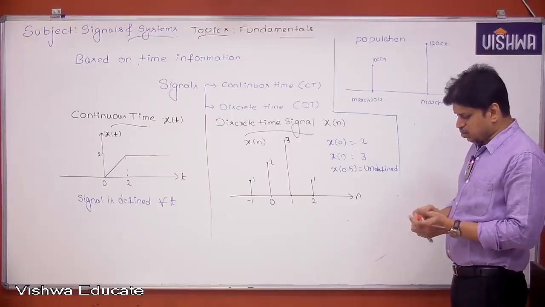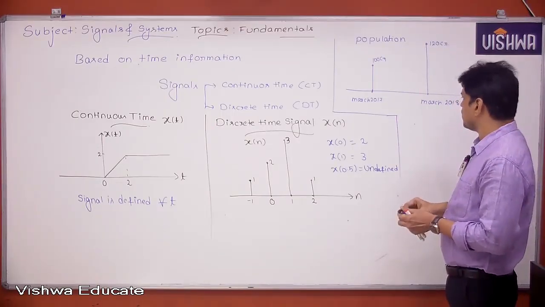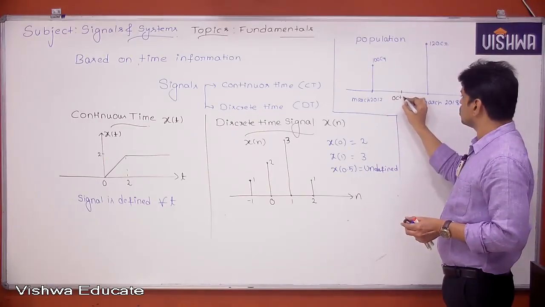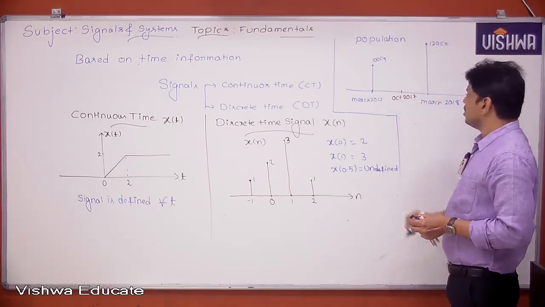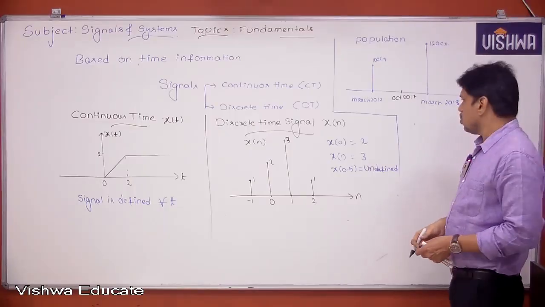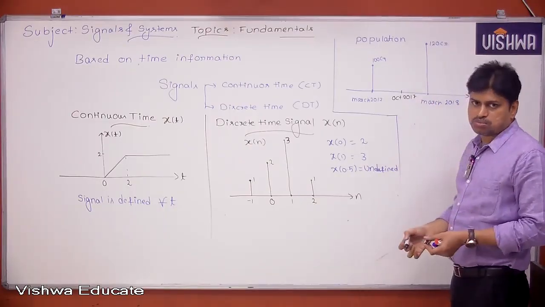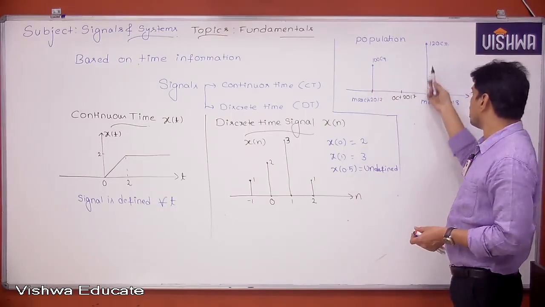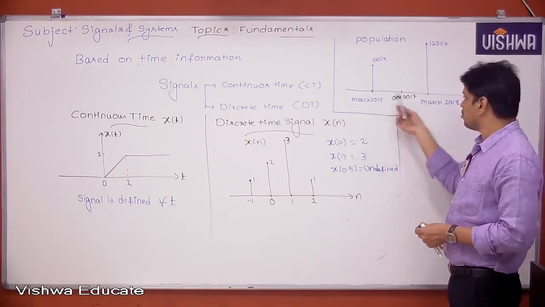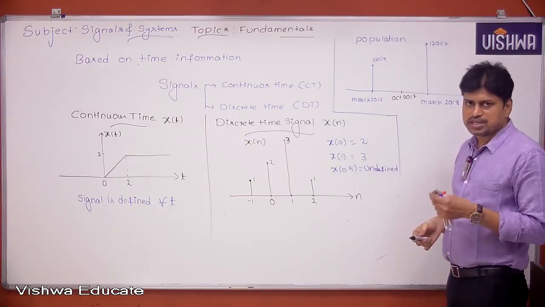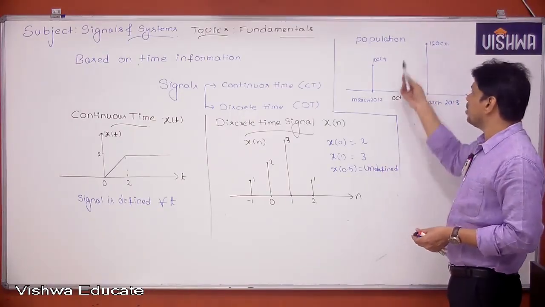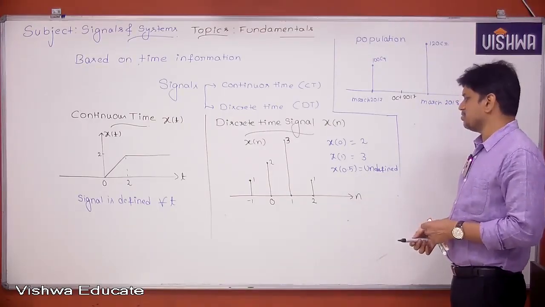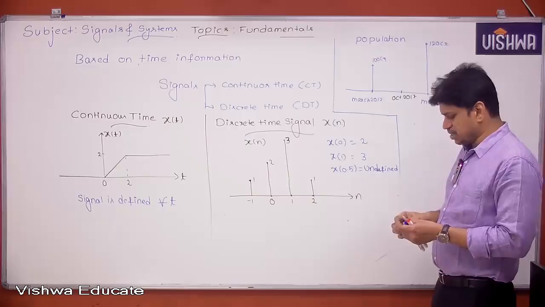What if I ask what is the population at a point in between, let's say October 2017? Can you say the value is 0? No, that value we don't know. That is an undefined value, because the value is defined only for March 2017 and March 2018. That doesn't mean that for the remaining times its value is 0. No, we cannot say like that, but we can simply say that the value is undefined. That means the x of 0.5 value is undefined.